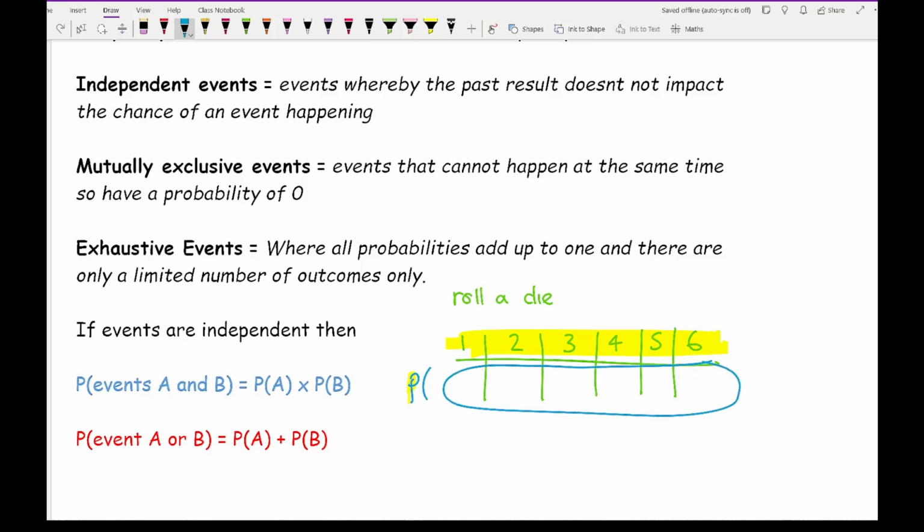I can't get a 2.5, I can't get a 7, I can't get an 8. I can only get 1, 2, 3, 4, 5, 6. So if I add up each of those probabilities, it should add up to 1. So therefore we call these types of events exhaustive events.